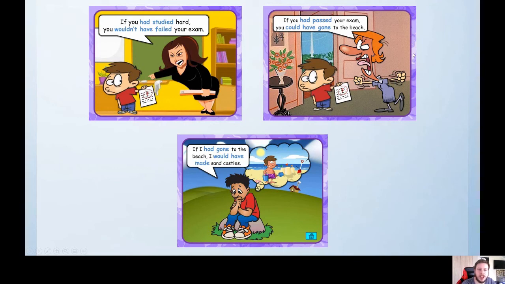We're speculating on something that happened in the past. And then the boy himself is speculating about the past. If I had gone to the beach, I would have made sand castles.